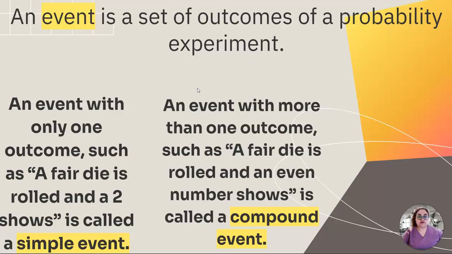The first event is called a simple event. So let's say you're rolling a dice and you're trying to decide the probability of rolling a 2. That is the event. You rolled a 2. But let's say that you rolled a 2 and an even number is showing. So those are two different outcomes.